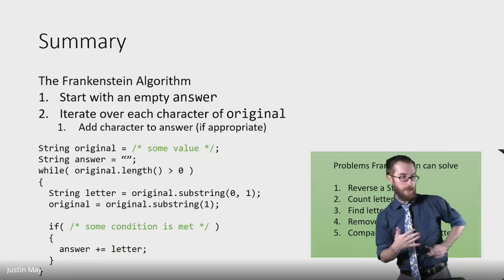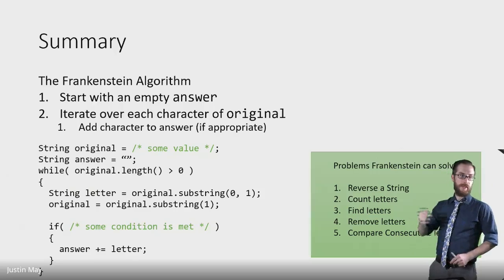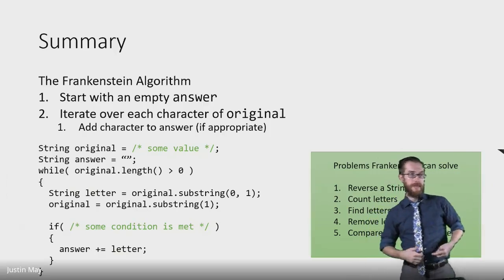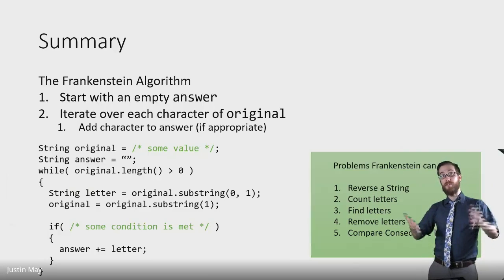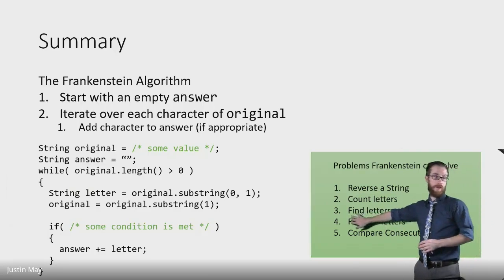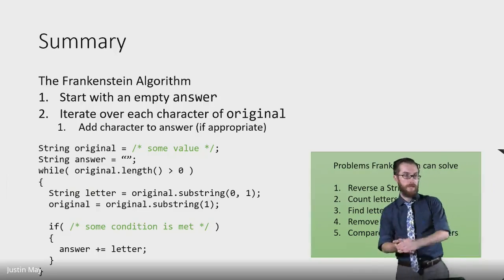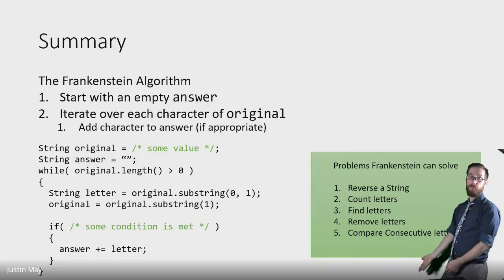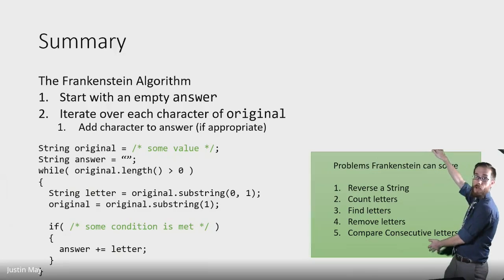So in summary, this is your Frankenstein algorithm. You start with an empty answer. You iterate over each character of the original value that you're manipulating. And for each character, you're going to add that character to your answer if applicable. So based on that if statement, what would make it applicable, depending on the type of problem you're trying to solve. There are many problems you can use Frankenstein to solve. I've listed some of them here, the ones that you're going to see most commonly in this class.